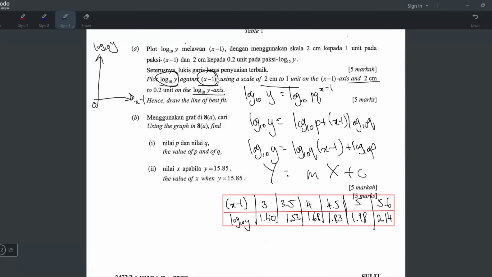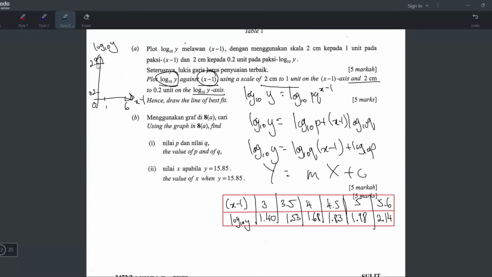Okay, now the scala. Let's think about the scala first. So 2 cm per 1 unit on this axis. So this will be 1, 2, 3, 4, and the highest value goes until 5.6, so you can go until 6 lah. Now for the y-axis, they say 2 cm to 0.2. So start with 0.2 and then you keep going until what's the highest? 2.14. So you go until 2.2, right?